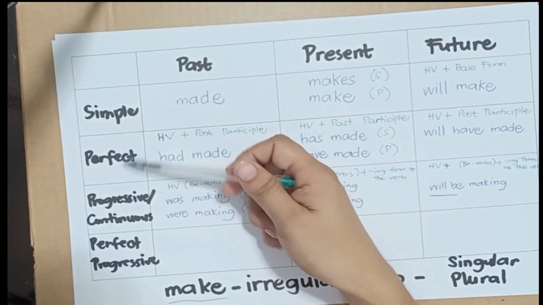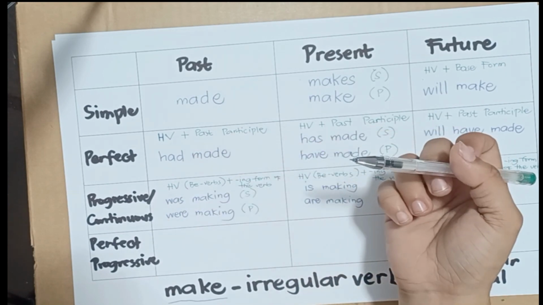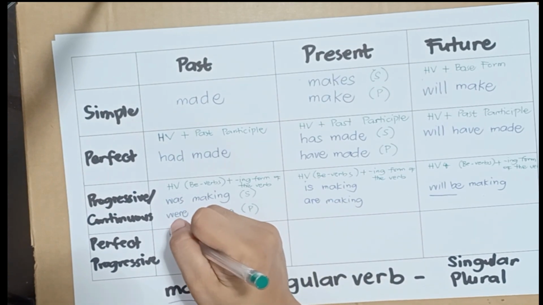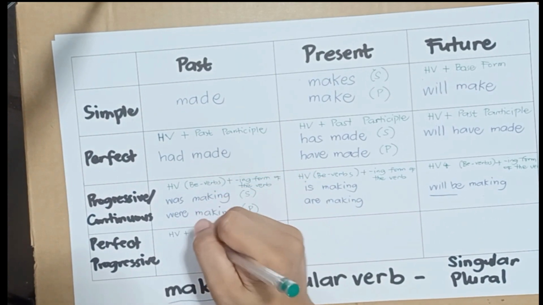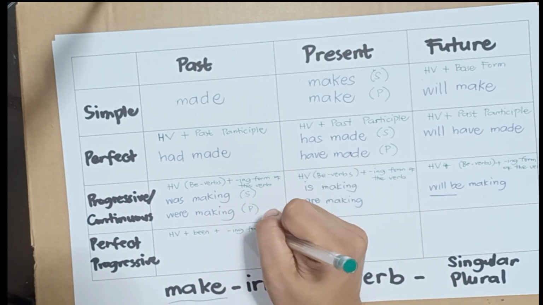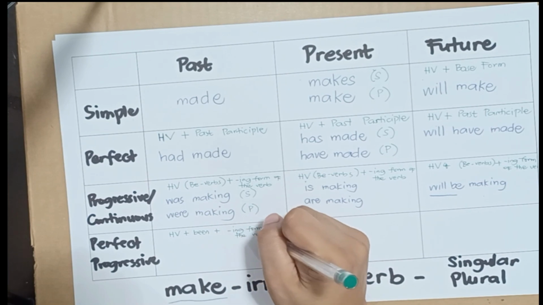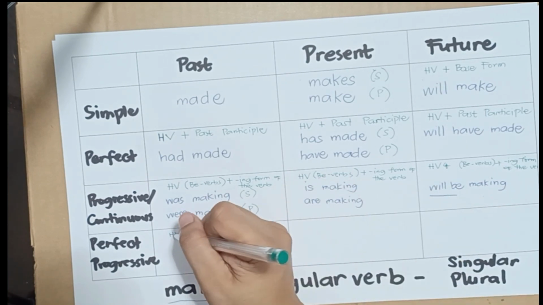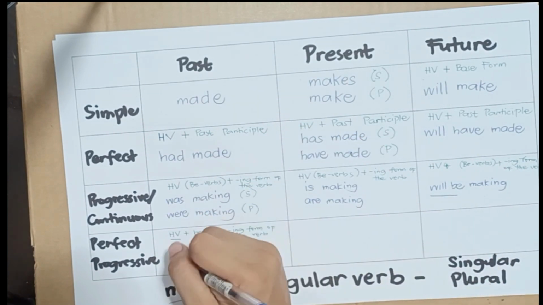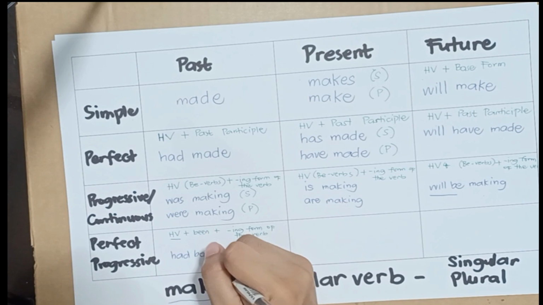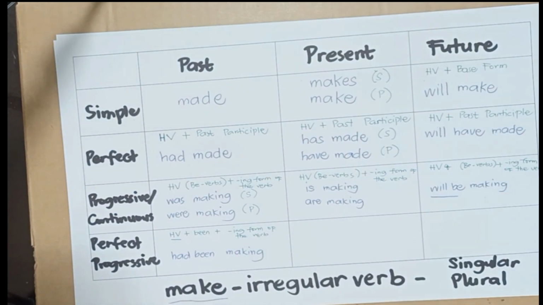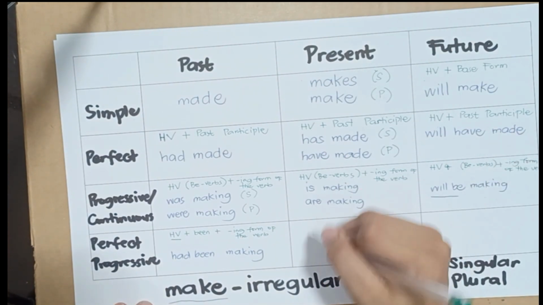Let's go to past perfect progressive. Okay, so perfect progressive is a combination of perfect and progressive. So we can use the past perfect helping verb, which is this formula, helping verb plus been plus the ing form of the verb. So we have, okay, since this is past, we will use had plus been and the ing form, making.